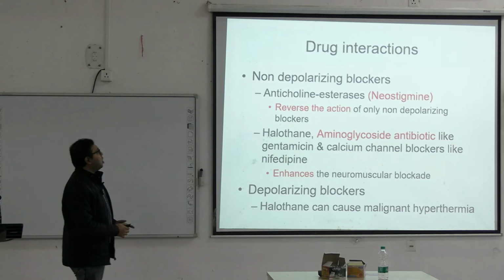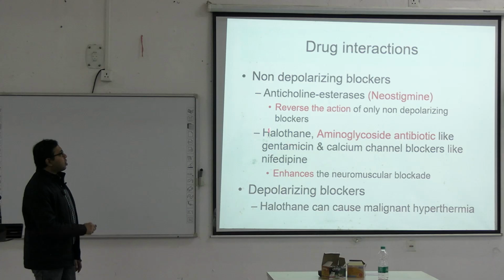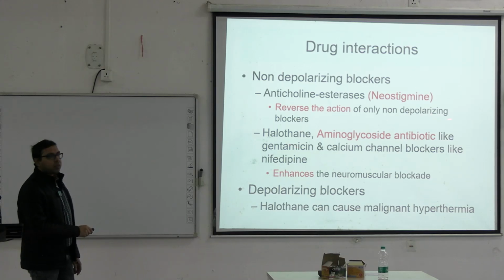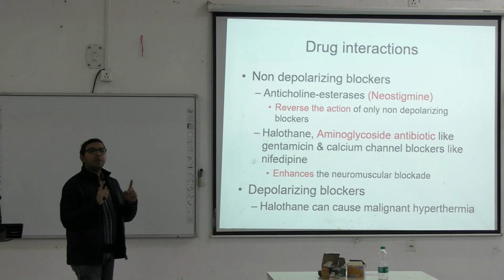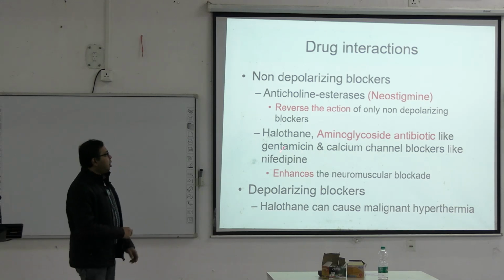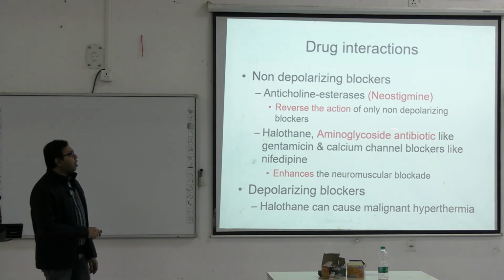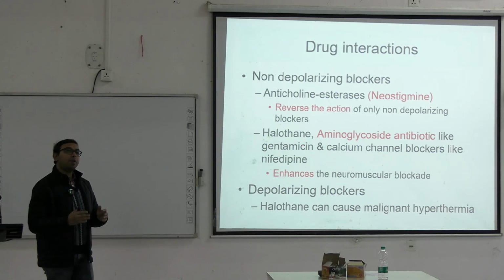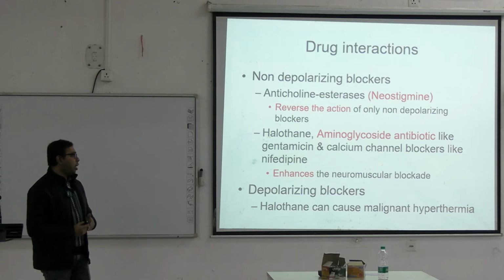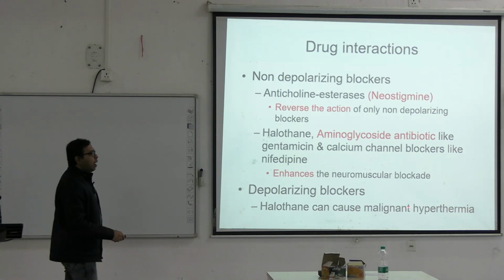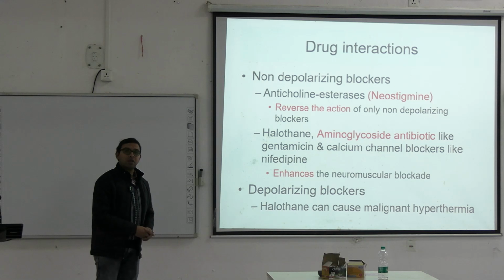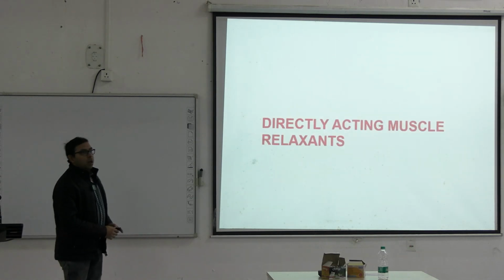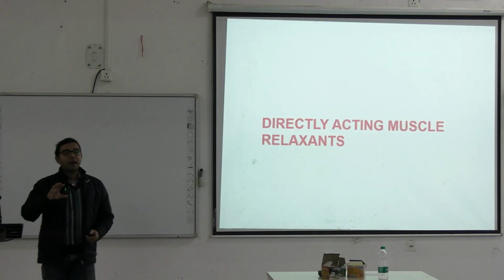Okay, like this. There are some drug interactions. Neostigmine reverses the action of the competitive or non-depolarizing blocker, but it does not reverse the depolarizing blocker. Halothane and aminoglycoside antibiotics like gentamicin, we will read later, have some ganglionic blocking properties. So there may be some interactions and there may be toxicity with these neuromuscular blocking agents. Halothane also can cause malignant hyperthermia if it is used with succinylcholine.